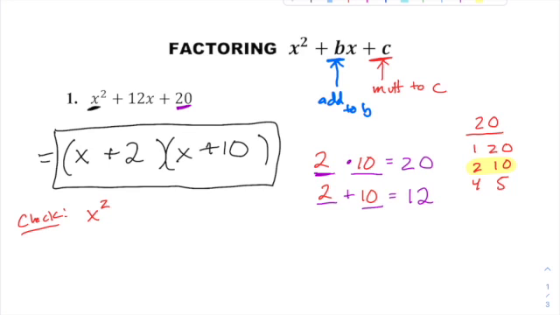Your outers, x times 10, will give you 10x. Your inners will give you 2 times x, which is 2x. And your last, 2 times 10, will give you 20. So you can kind of see where this pattern comes from. That 20 came from doing 2 times 10.